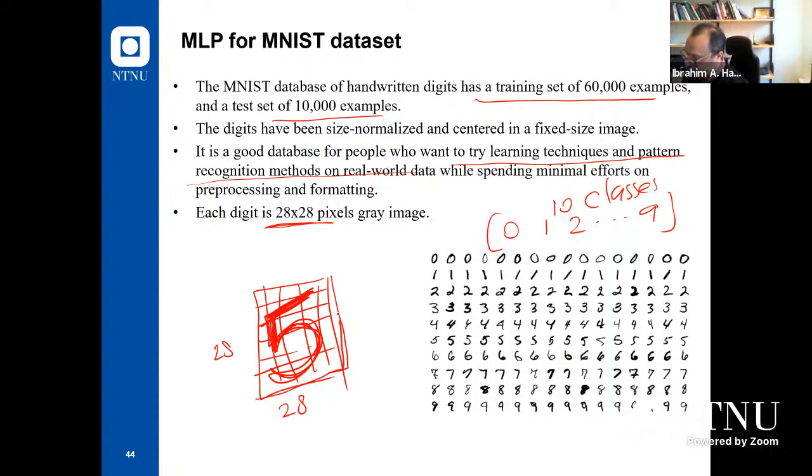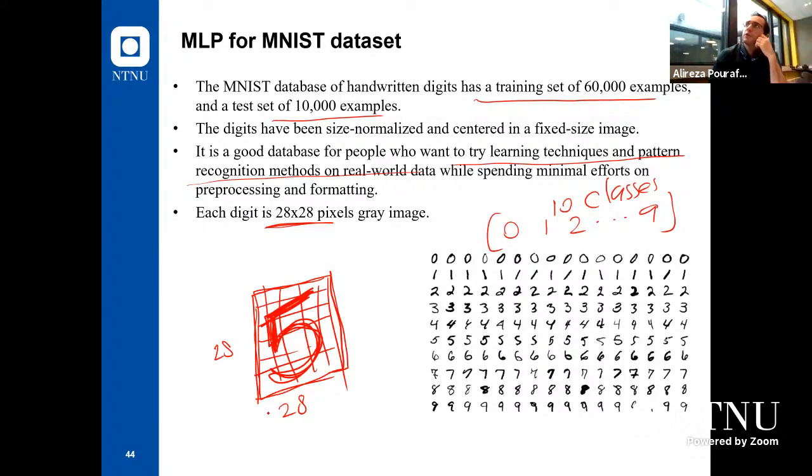Each input will be an image, and the size of the image will be 28 times 28. So how many inputs? The number of pixels in each image. Yes, it's 28 times 28.